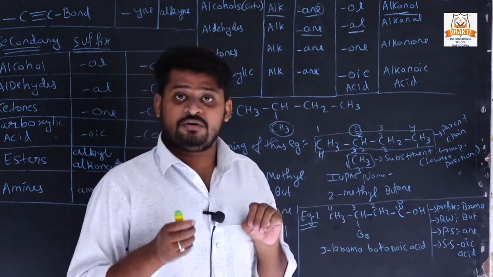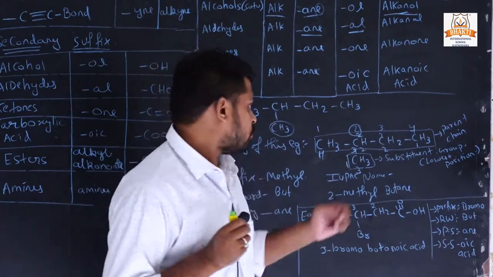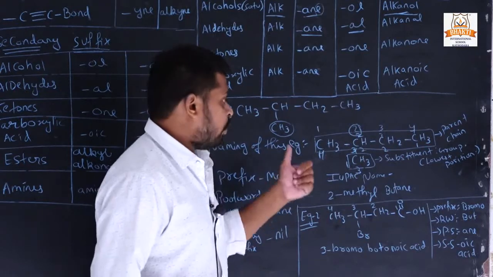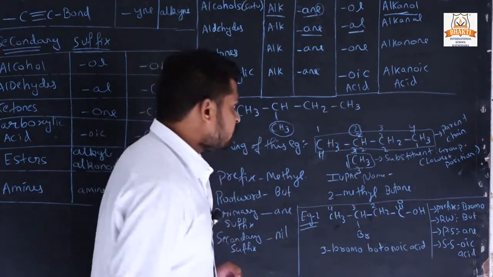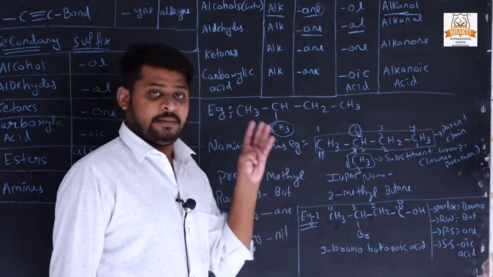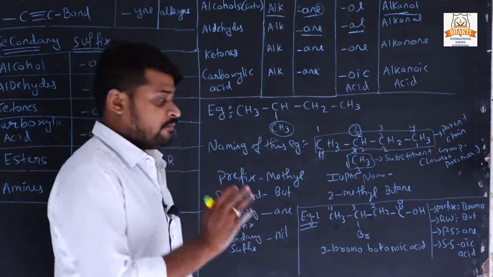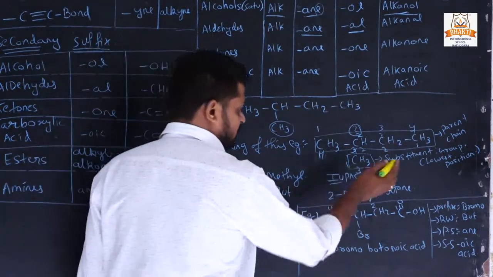So what was the rule? We have to take the lowest position, so we will give the numbering from left to right. So the position of the substituent group is 2. How many carbons are present in the parent chain? 4. So we start our name by the method of IUPAC.